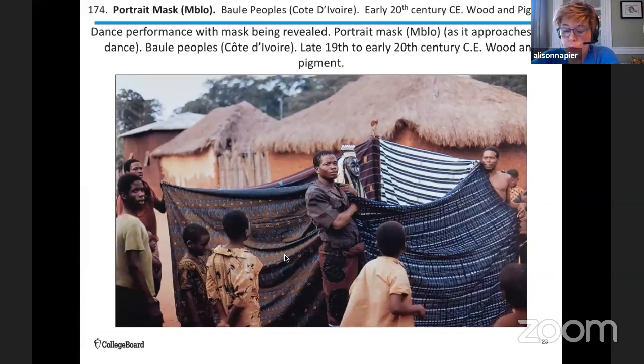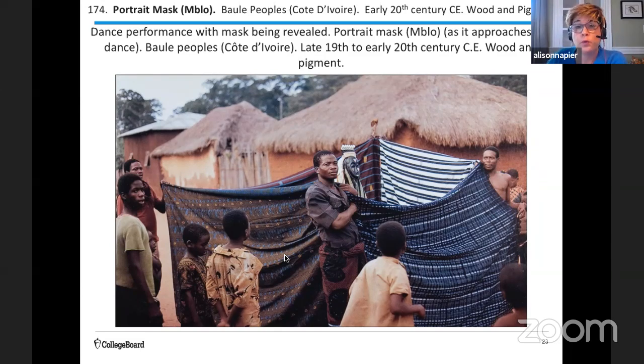The masks were worn during important civic events. Here you see the Imblo approaching the dance, and as the mask approaches, it's kept concealed. The mask is also accompanied by the honoree, if possible. So Moya Yanso, while she was living and able, would accompany her mask to the ritual. It's danced by men. The dance itself is called the Gbagba. I don't think that's the right pronunciation, but anyway, typically the male dancer was a spouse or a son or some male connected to the honoree.